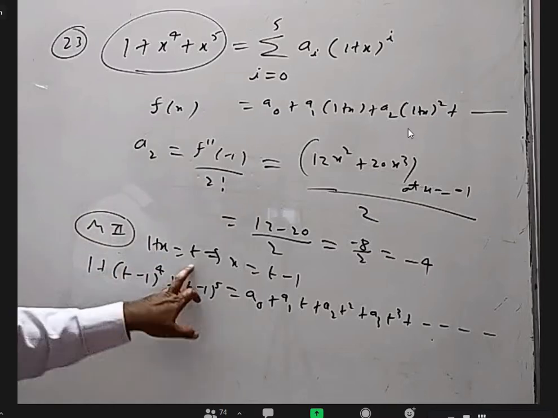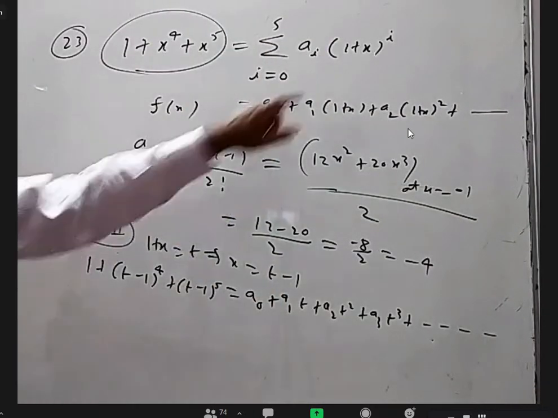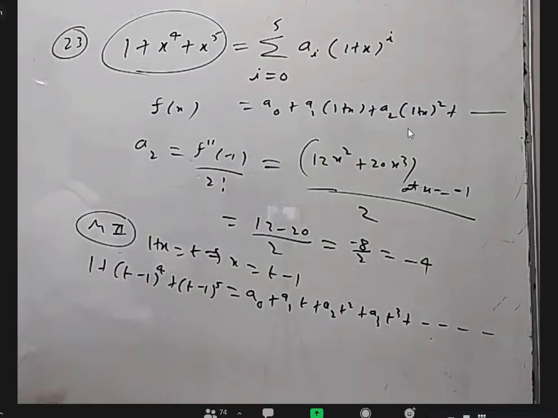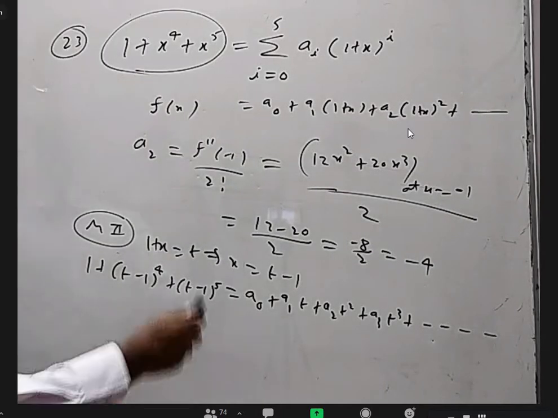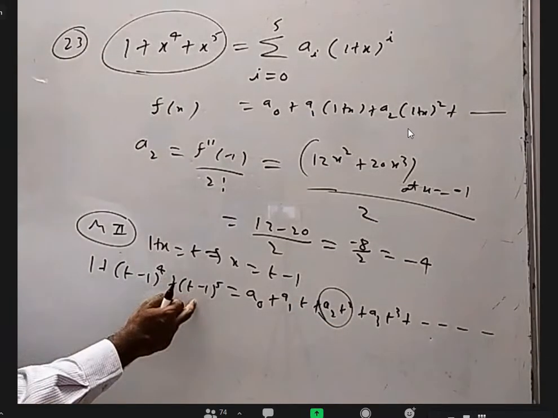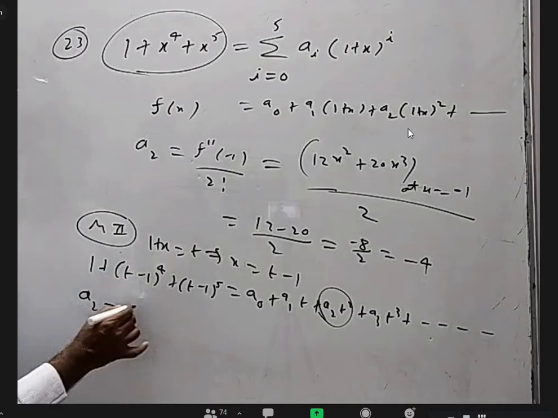I took 1 plus x as t, x is t minus 1. So wherever x is there, I want to substitute t minus 1. Now these are not so many binomials. This is simple expansion. These are sum of two binomials. Am I correct or not? Yes. Now if you want t square coefficient, a2 means t square coefficient. Simply find t square coefficient in this, t square coefficient in this, and add them. That's it. So a2 equal to what is t square here?